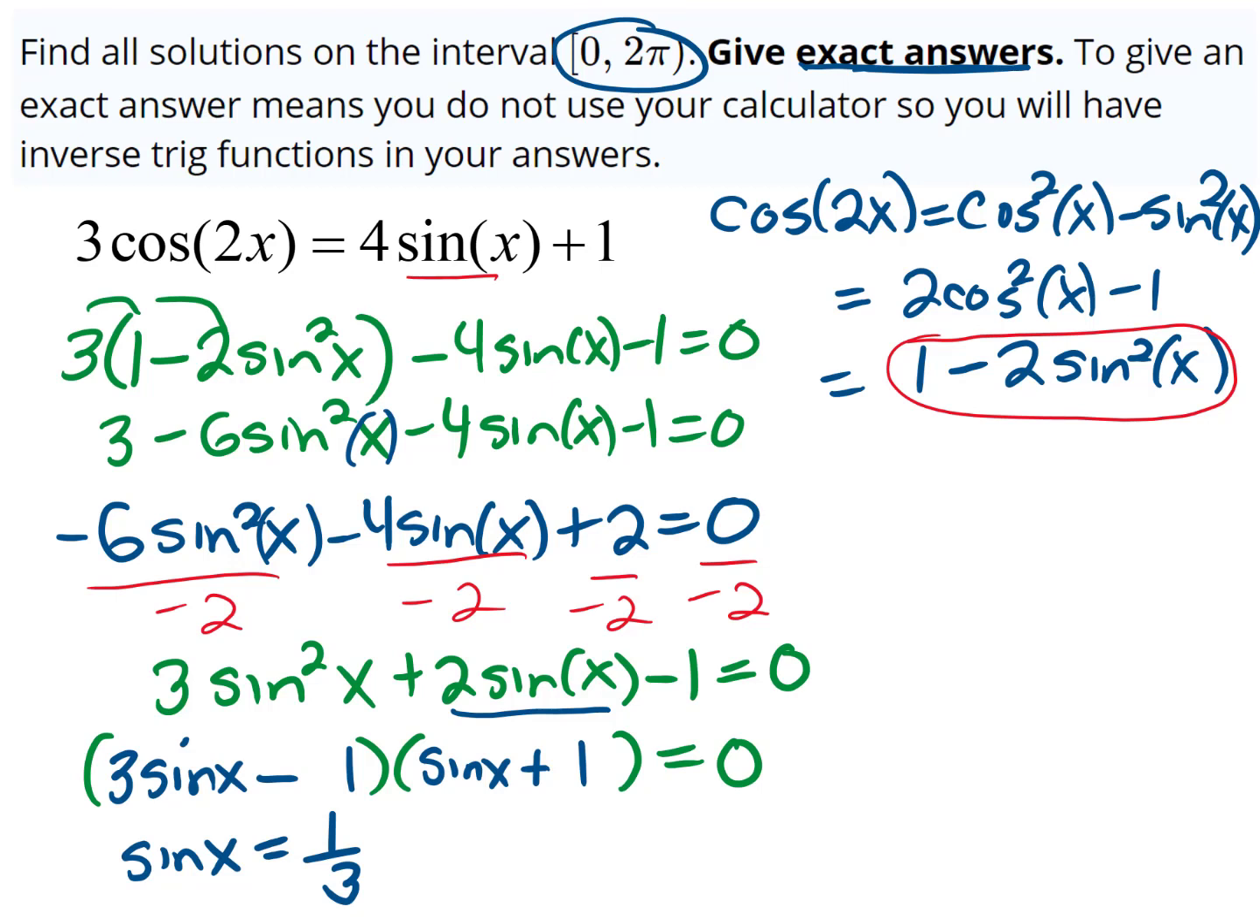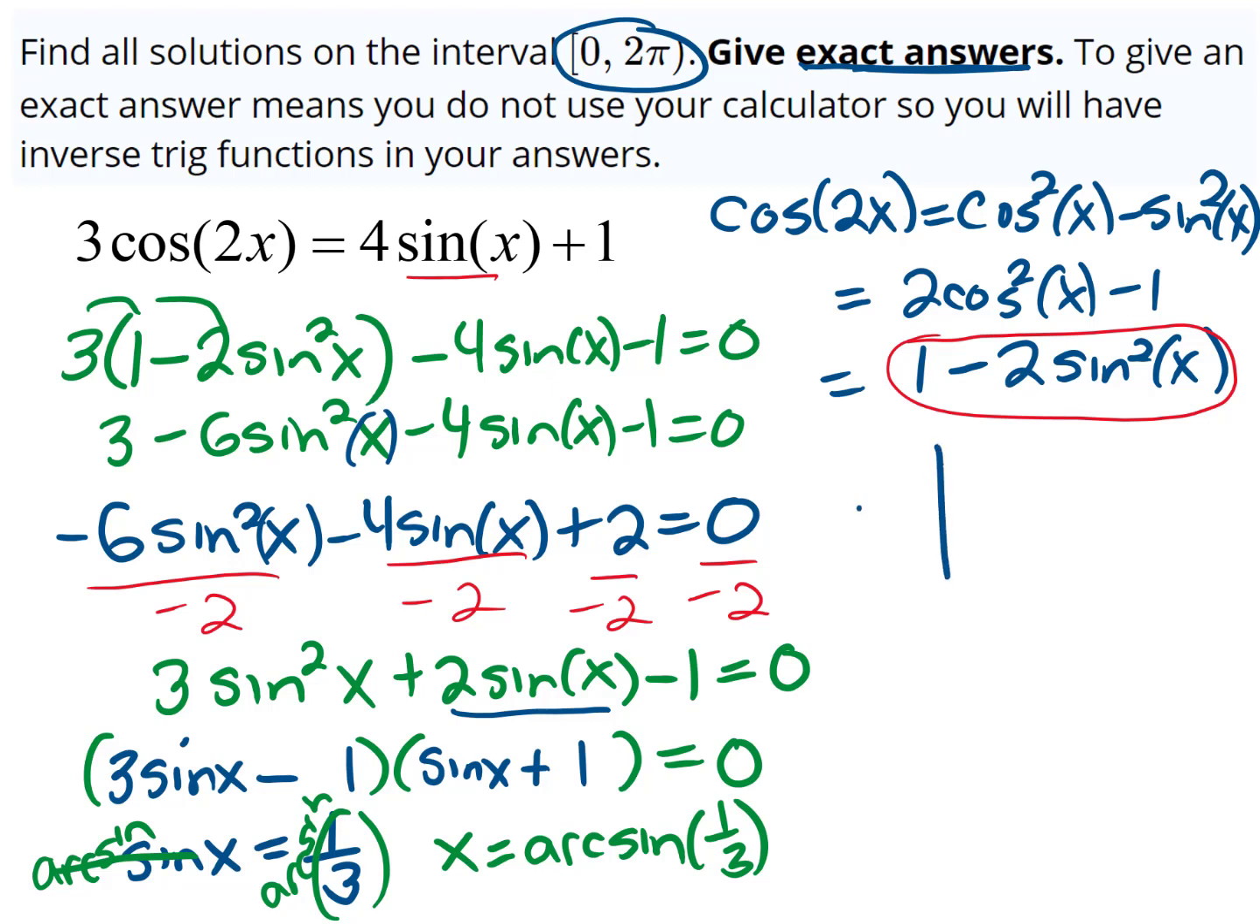And so what I'm going to do is I am going to take the arc sine of both sides, and these will undo each other, and x will be arc sine of 1/3. Now that's one answer. But we have to think about arcsine only gives us one answer, but there are two places on the unit circle that would have the same sine value.